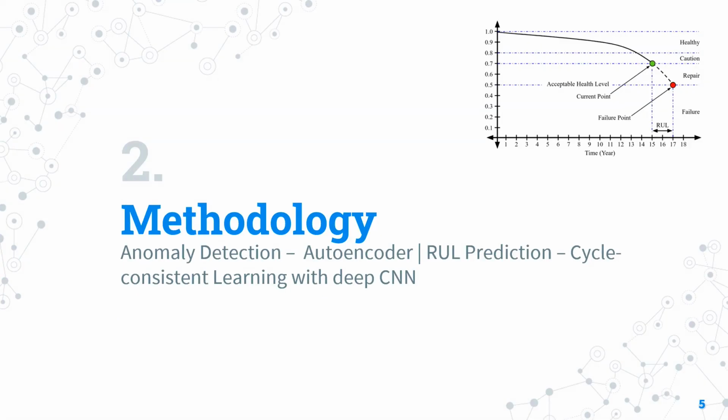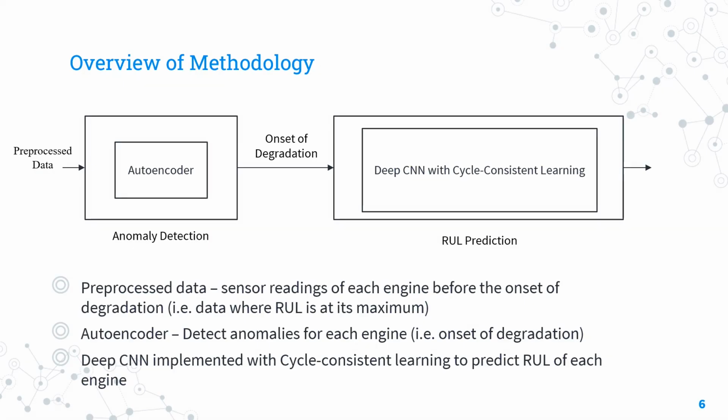Next, the methodology on the implementation of the models will be explained. An overview of the methodology is illustrated here. The autoencoder model will be trained on the pre-processed data, which only contains the sensor data of the aero engines before the onset of degradation. In other words, it is the data where the RUL label is at its maximum before the RUL starts to decrease. The autoencoder will predict the onset of degradation, and a deep convolutional neural network will be implemented and trained on the data after the onset of degradation to predict the RUL of each engine.